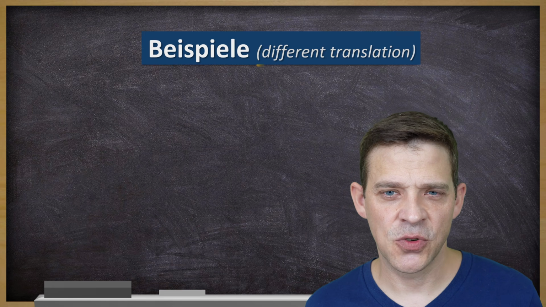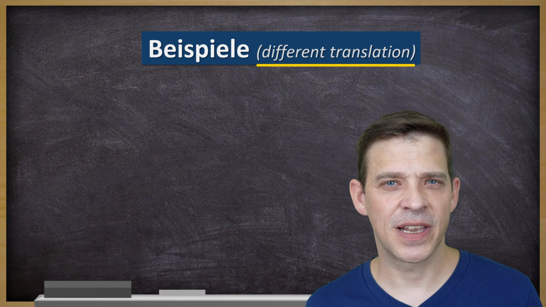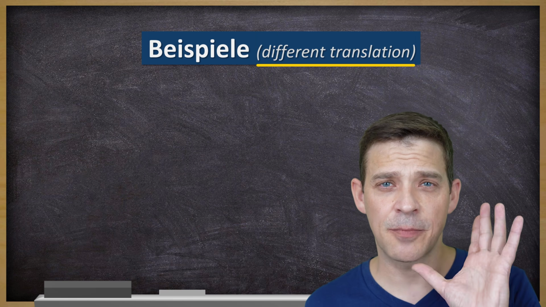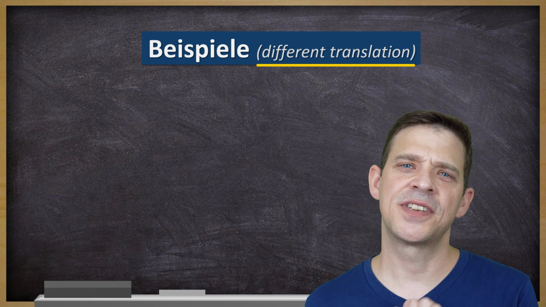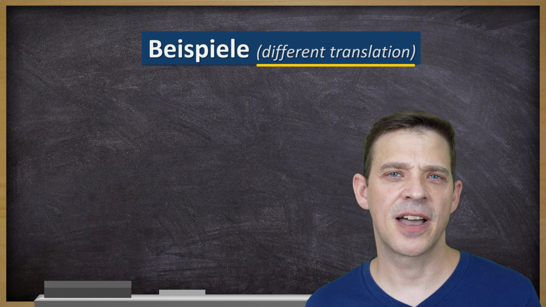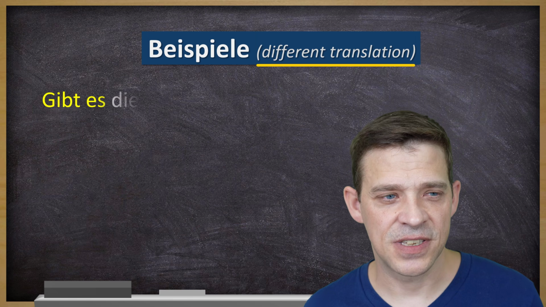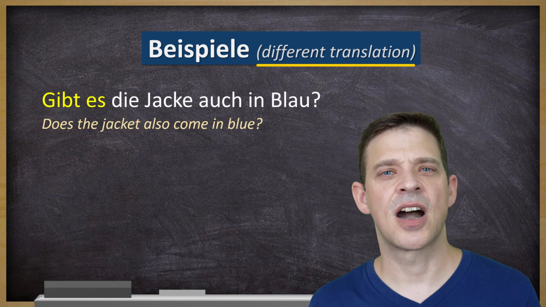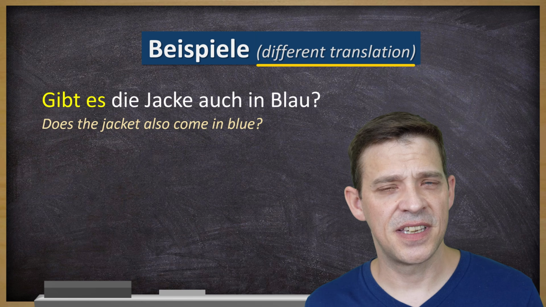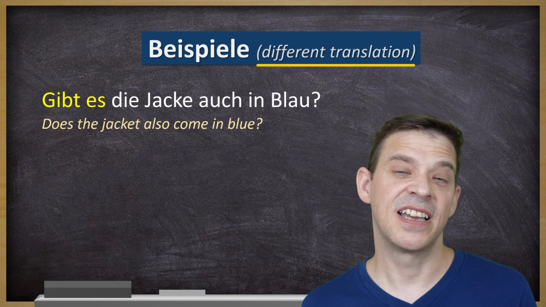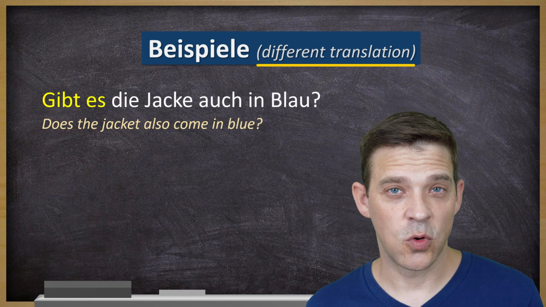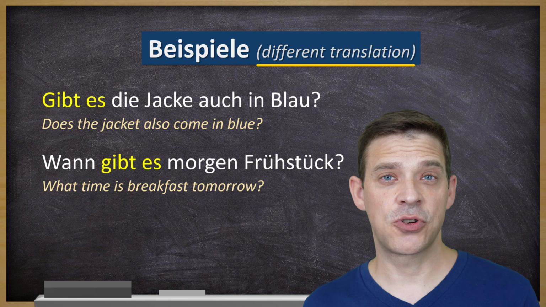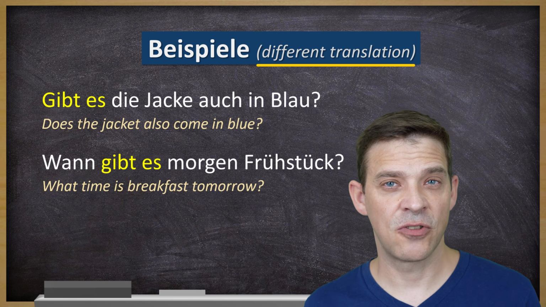Which brings us to the different translations, a couple examples with different translations. For example, if you are in a shop and you want to buy a jacket, but you don't want this jacket in this color, you want to have it in a different color, then you could say, gibt es die Jacke auch in Blau? In English, you would say, does the jacket also come in blue? Oder, wann gibt es morgen Frühstück? What time is breakfast tomorrow?